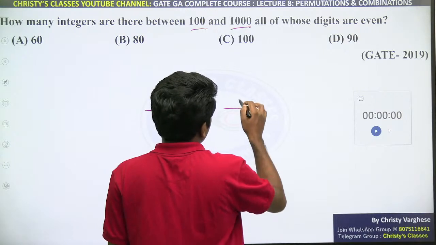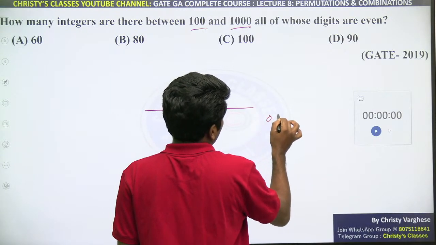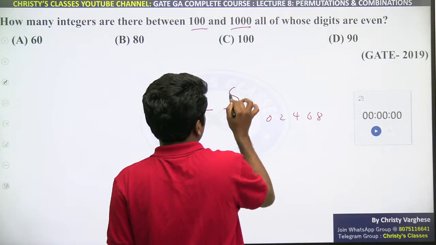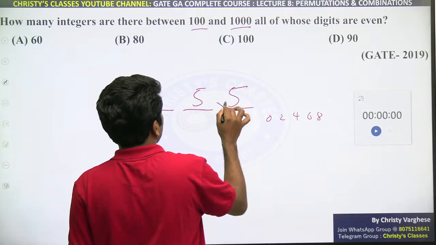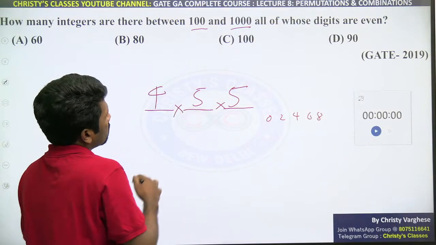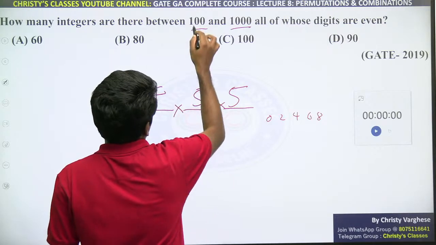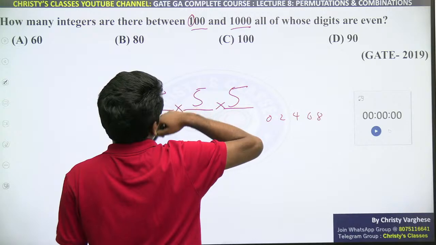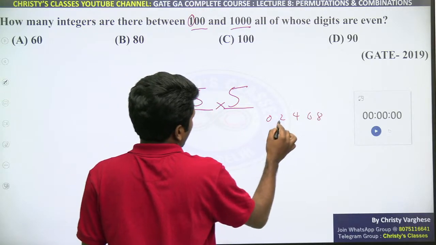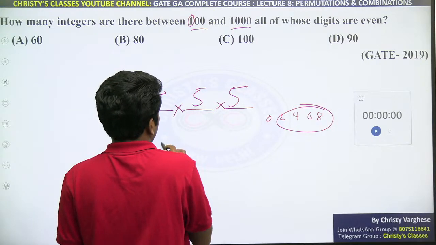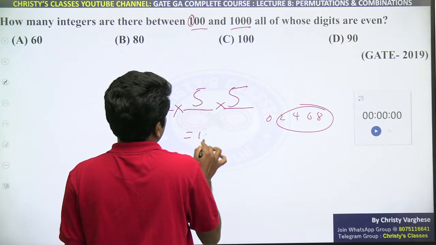So here the even digits are 0, 2, 4, 6, 8. 5 possibilities are there. Here also 5 possibilities. But be careful. Here only 4 possibilities. Why 4? Because 0 you cannot include here. The number starts from 1 to 9 only, and among 1 to 9 the even numbers are only 2, 4, 6, 8, which is 4. Now by the fundamental principle of counting, 4 into 5 into 5, 100 is the answer.